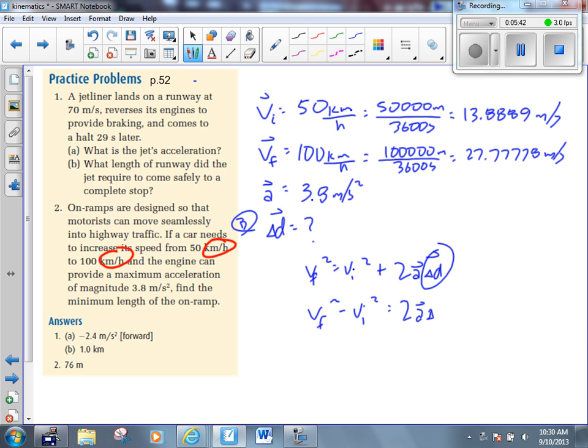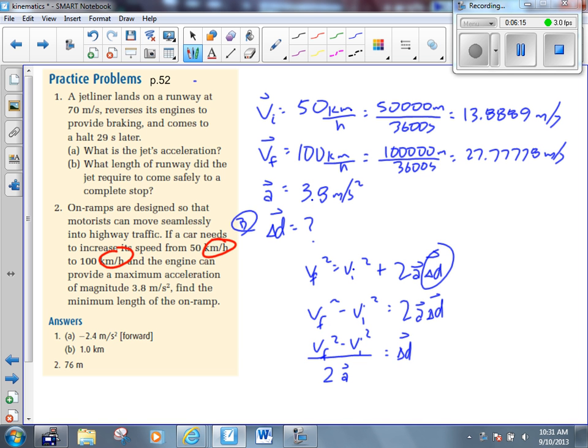Now, tell me what is attached to the d. The 2a, yeah. You can take them over separately, or you can take them over at the same time. I think it makes sense to take them over at the same time. How are we going to take them over, though? Yep. We're going to divide them. They're multiplied by d. Let's divide them. It becomes Vf squared minus Vi squared over 2 times a equals delta d.